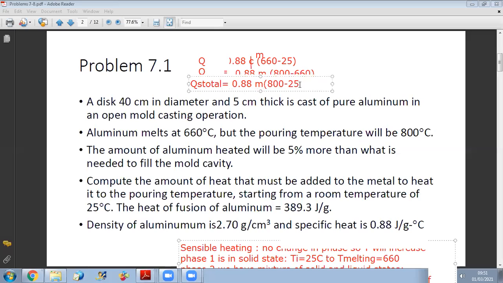Okay, so this is how we calculate the sensible heat. Now we should add to it the latent heat, and Q latent, also from thermo, is equal to the mass times what we call the heat of fusion, LF. LF is called heat of fusion. This is the heat required to change phase from solid to liquid.